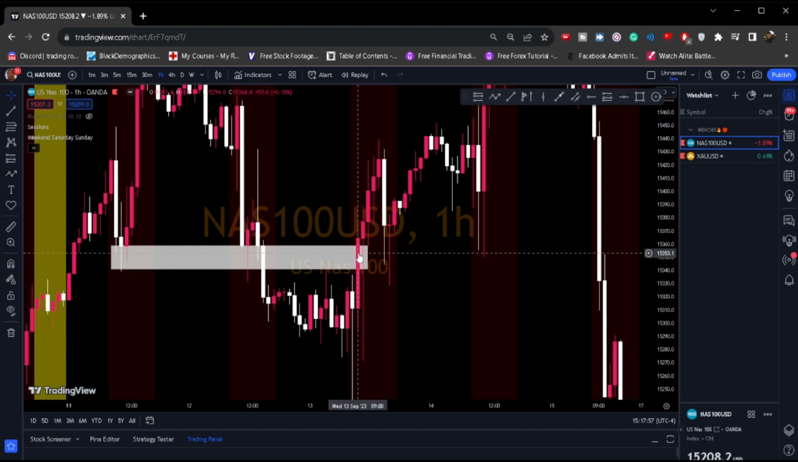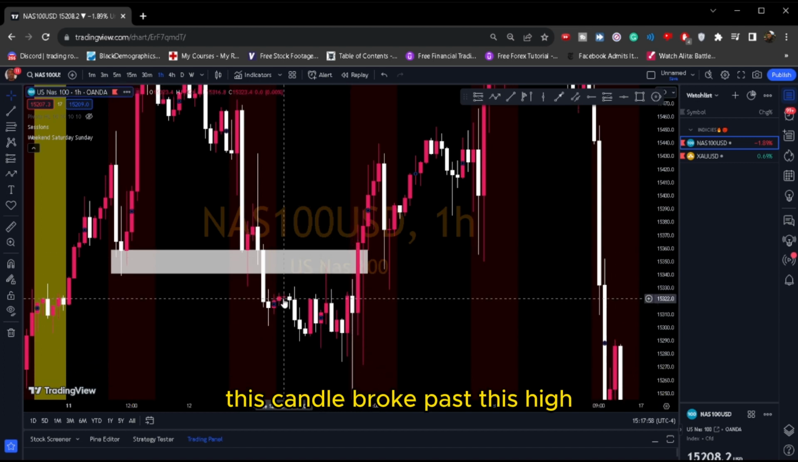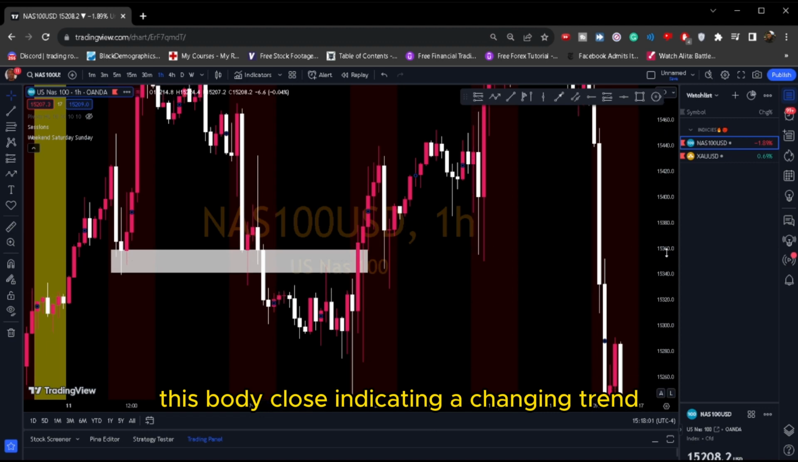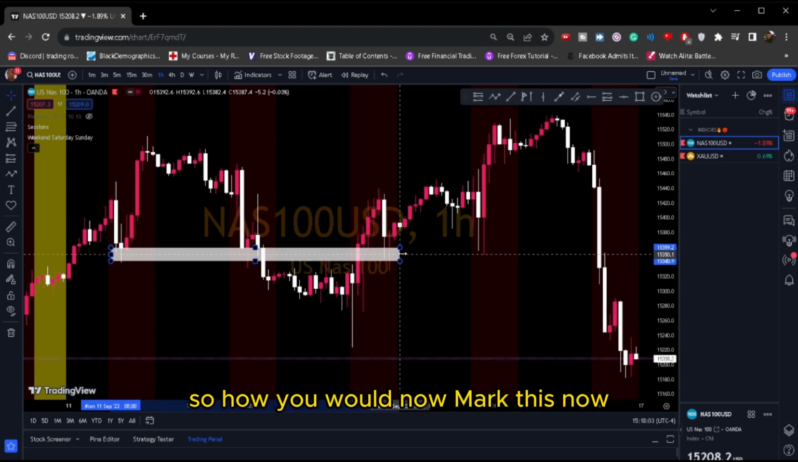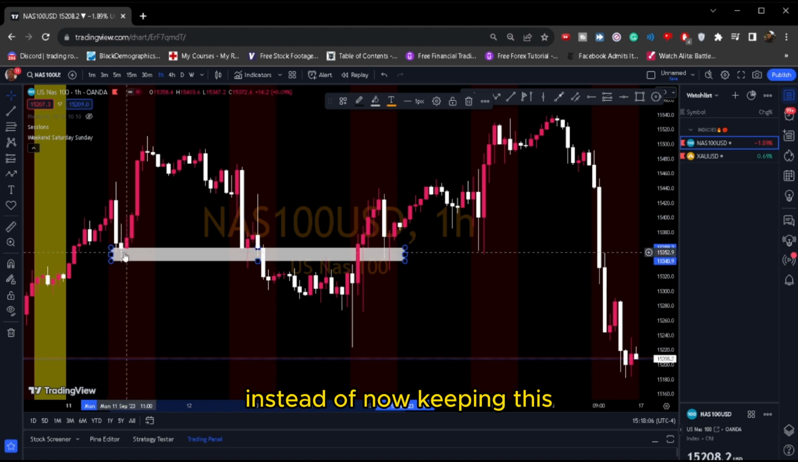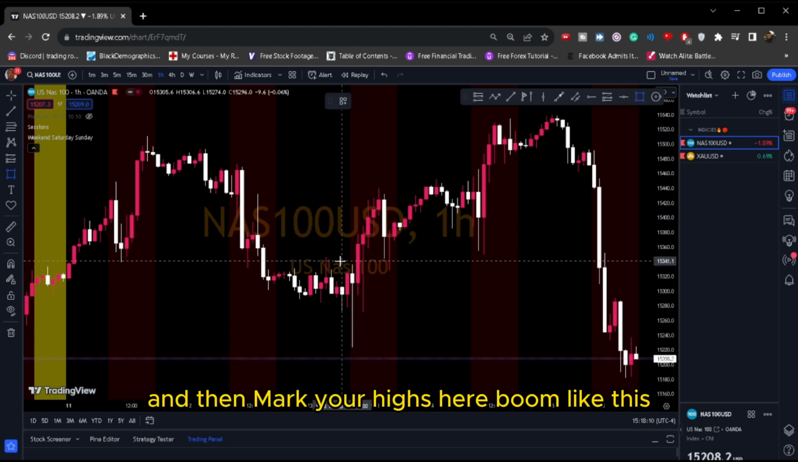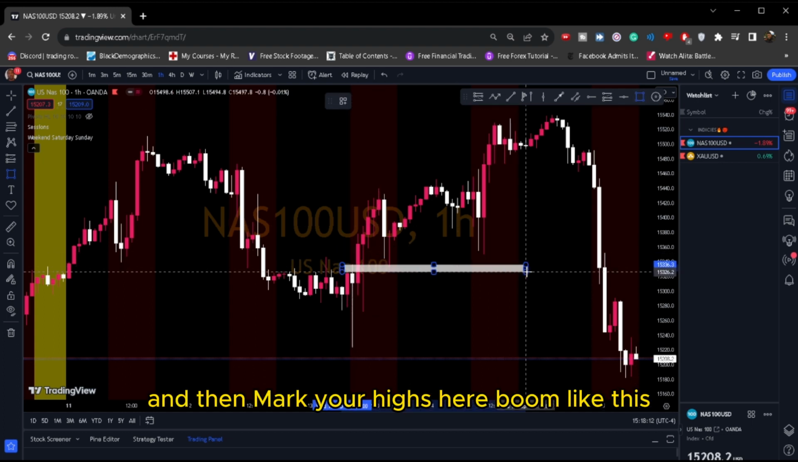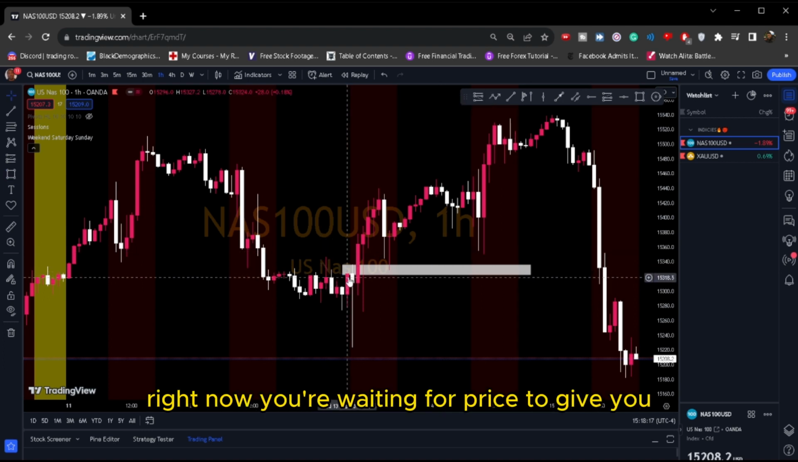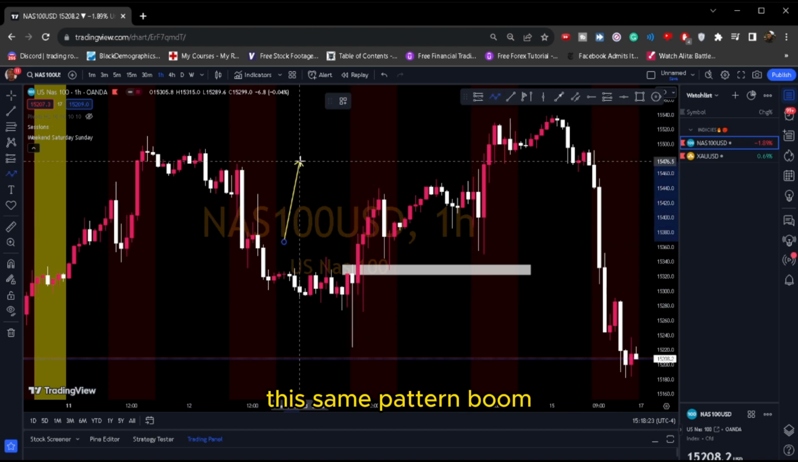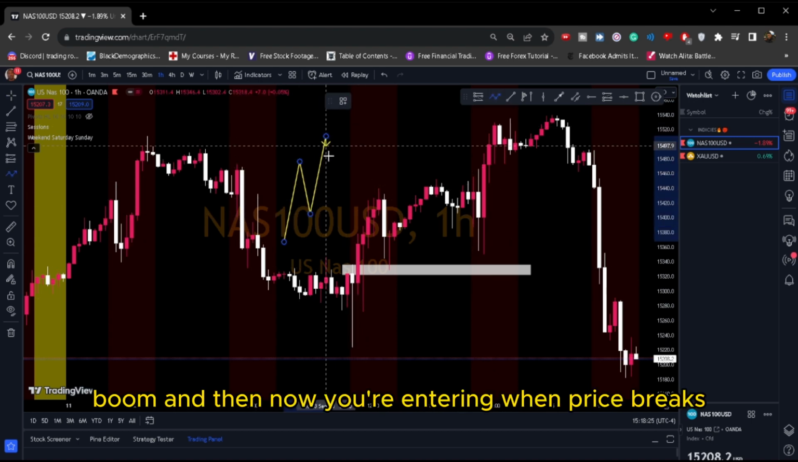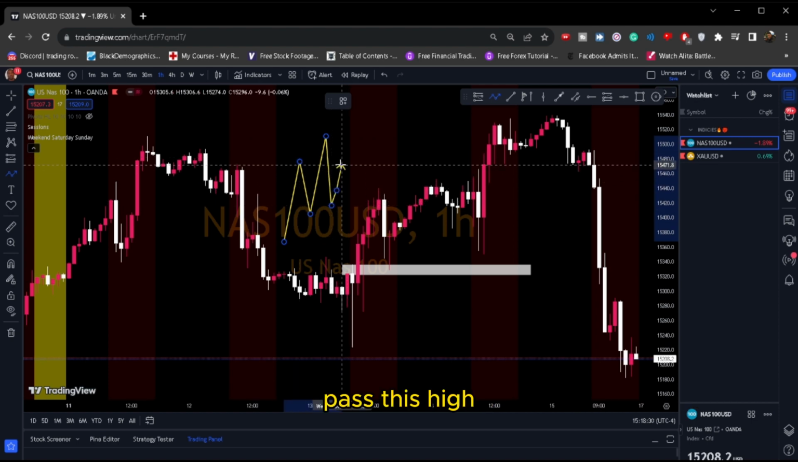But in this case here, this candle broke past this high, this body close, indicating a change in trend. So how you would now mark this: instead of keeping this, you remove this and then mark your highs here, boom, like this, right? Now you're waiting for price to give you this same pattern, boom, boom, and then you're entering when price breaks past this high.